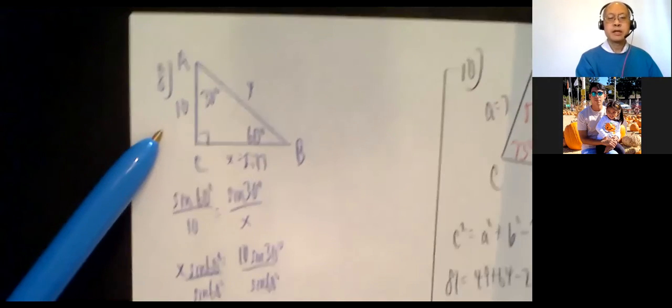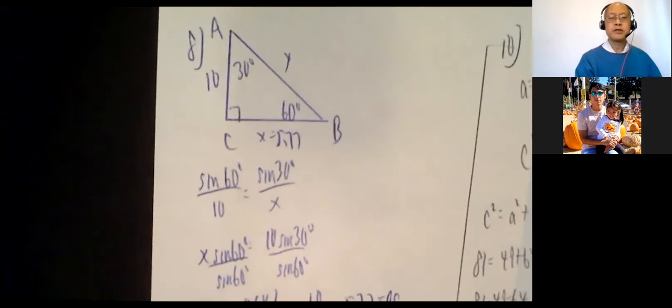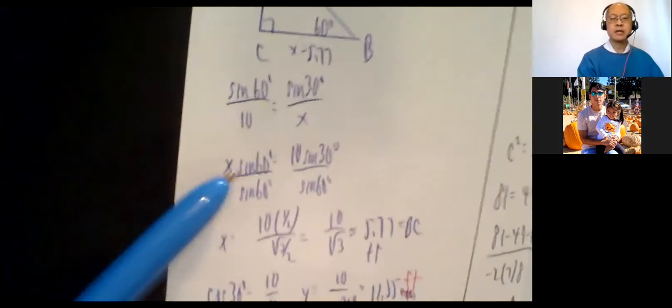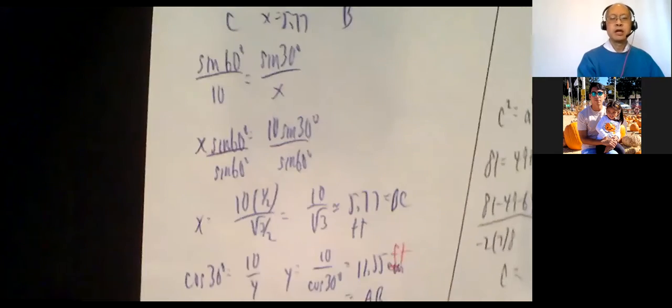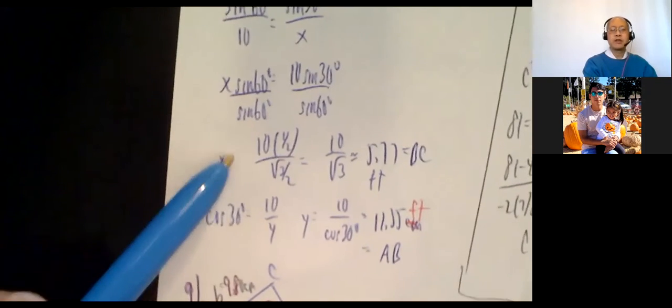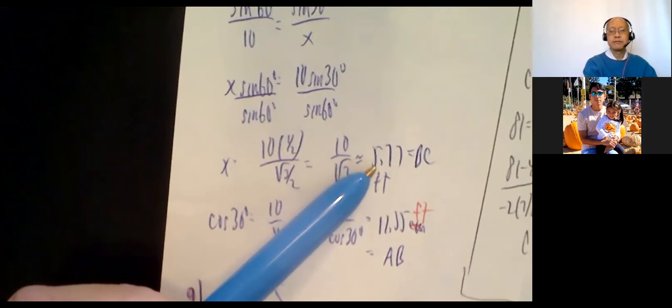All right. Okay, 8, 9, and 10, and then we're done, folks. Okay, 8, we have a picture, 30 degrees, 60 degrees, 10. Law of sines, sine of 60 degrees divided by 10 equals sine of 30 degrees divided by x. Cross multiply, x sine of 60 degrees equals 10 sine of 30, divided by sine of 60. X is 10 times sine of 30, which is 1/2, divided by radical 3 over 2. 10 over radical 3, it's about 5.77 feet.